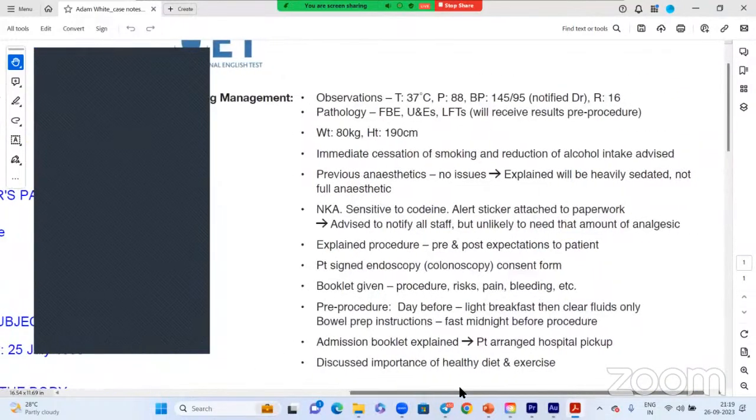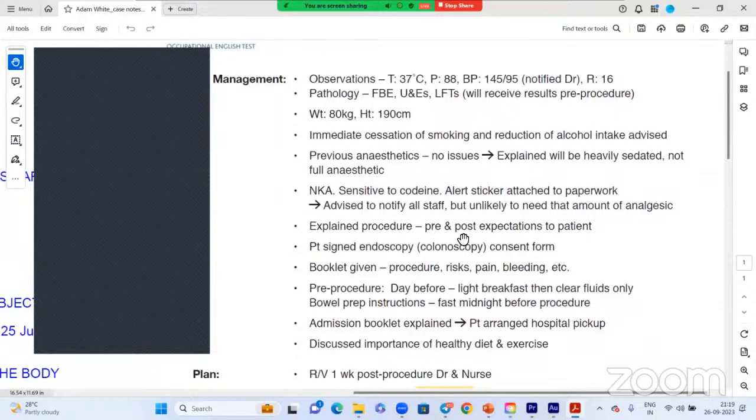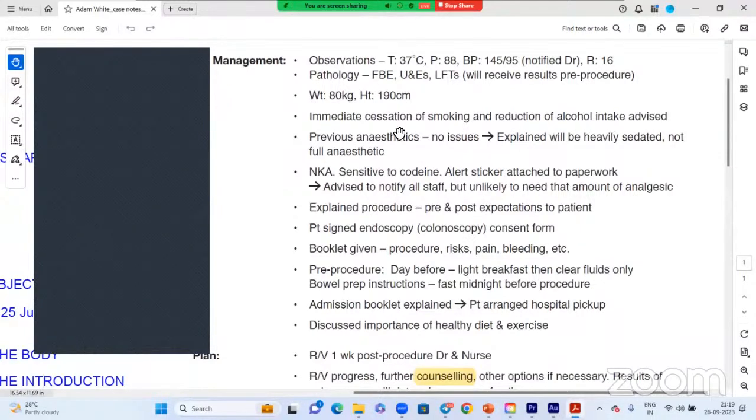Nursing management. So, during hospitalization or nursing management, what was there here? Immediate cessation of smoking and reduction of alcohol. It's not avoiding alcohol, but reduction of alcohol intake. Minimizing alcohol consumption, you can say. Like that you can write.